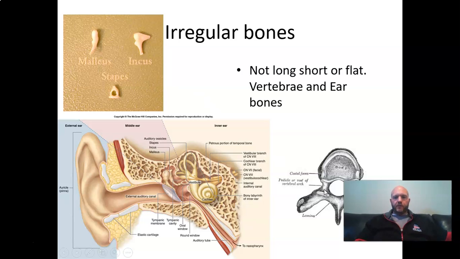Irregular, the one you could easily name is that this vertebrae looks nothing like any other bone in your body. They're not long, they're not short, they're not flat. They are irregularly shaped, so they are distinctly different.